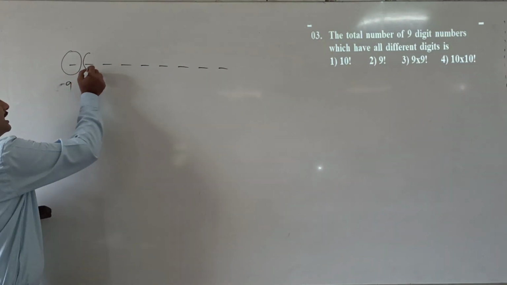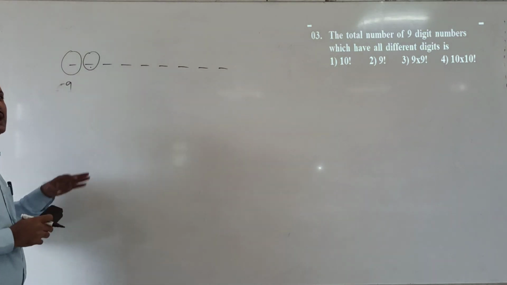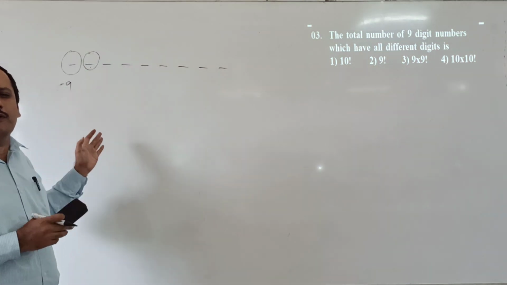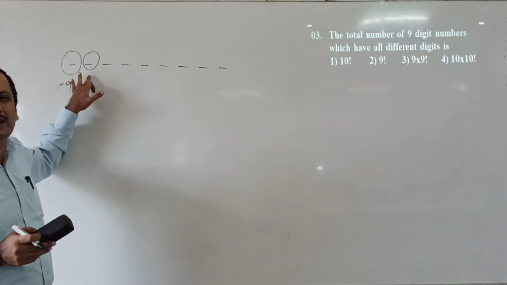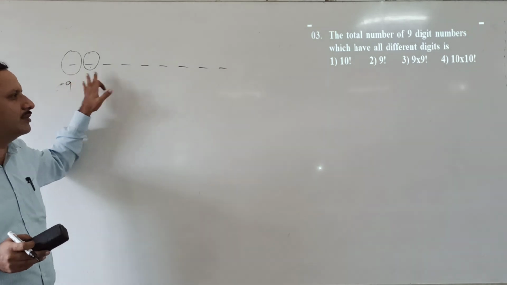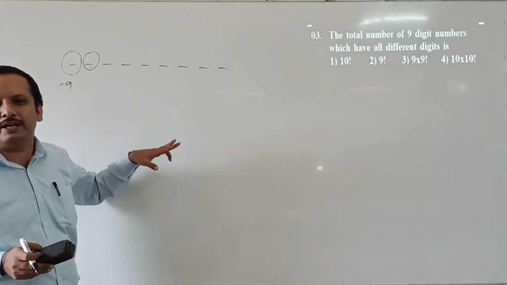Then look at the second position. Now, among 1 to 9, one number we have written here. That number cannot be repeated here, cannot be written again here, because we want all the digits to be different, right?